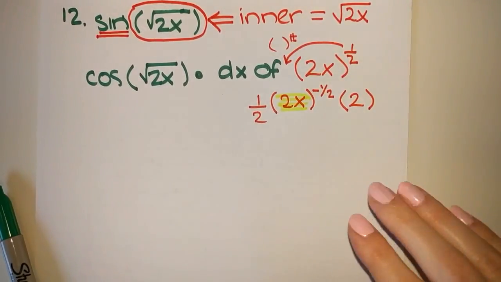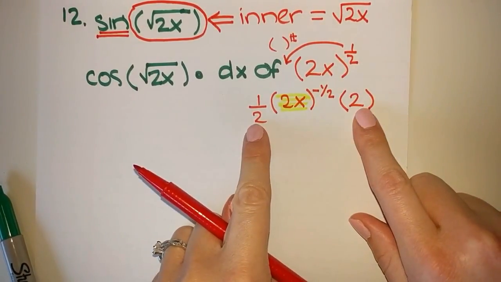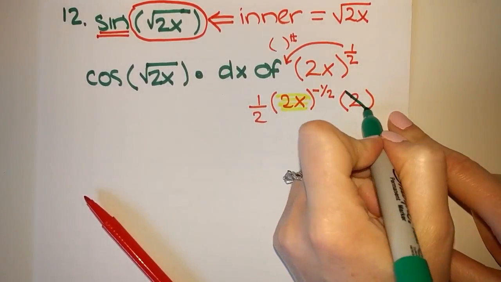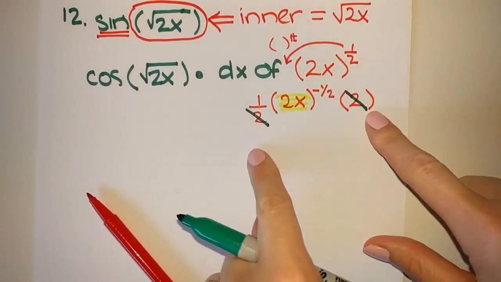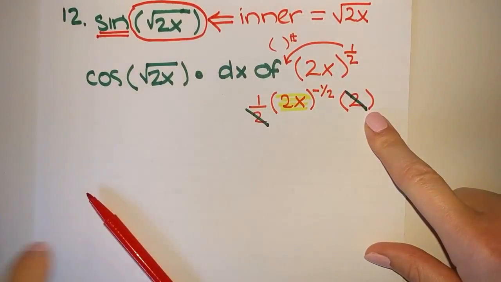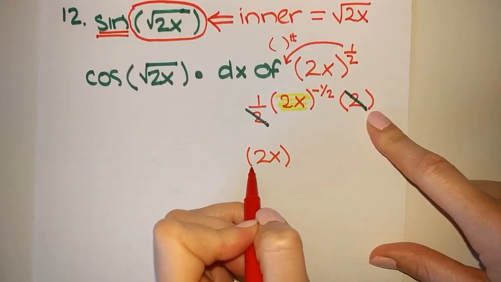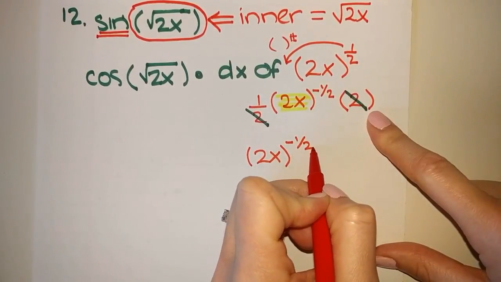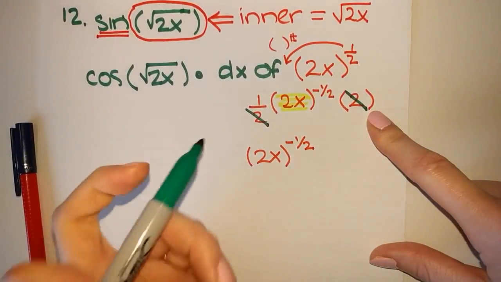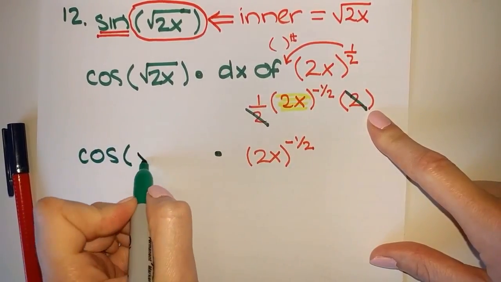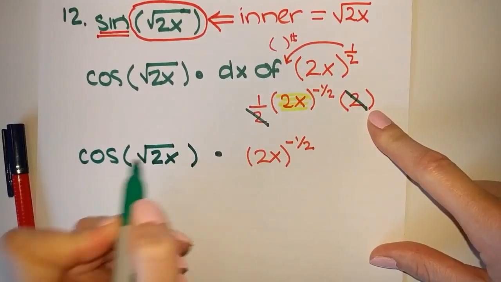All right, so remember that usually something before and after the parentheses is going to simplify. So here you have a 2 in the numerator, 2 in the denominator, so those will cross out. We are getting that the derivative of the inner function is just 2x to the negative 1/2. Now, that is being multiplied by the derivative of the outer, which is our cosine square root of 2x.